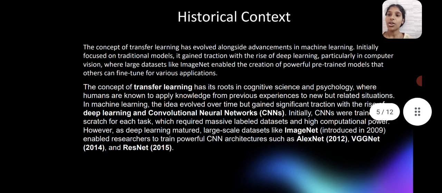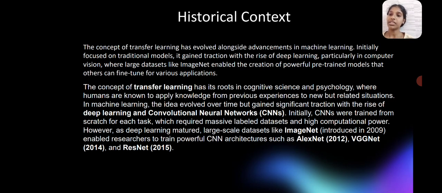Historical context. The concept of transfer learning has evolved alongside advancements in machine learning. Initially focused on traditional models, it gained traction with the rise of deep learning, particularly in computer vision, where large datasets like ImageNet enable the creation of powerful pre-trained models that others can fine-tune for various applications. The concept of transfer learning has its roots in cognitive science and psychology, where humans are known to apply knowledge from previous experiences to new but related situations.